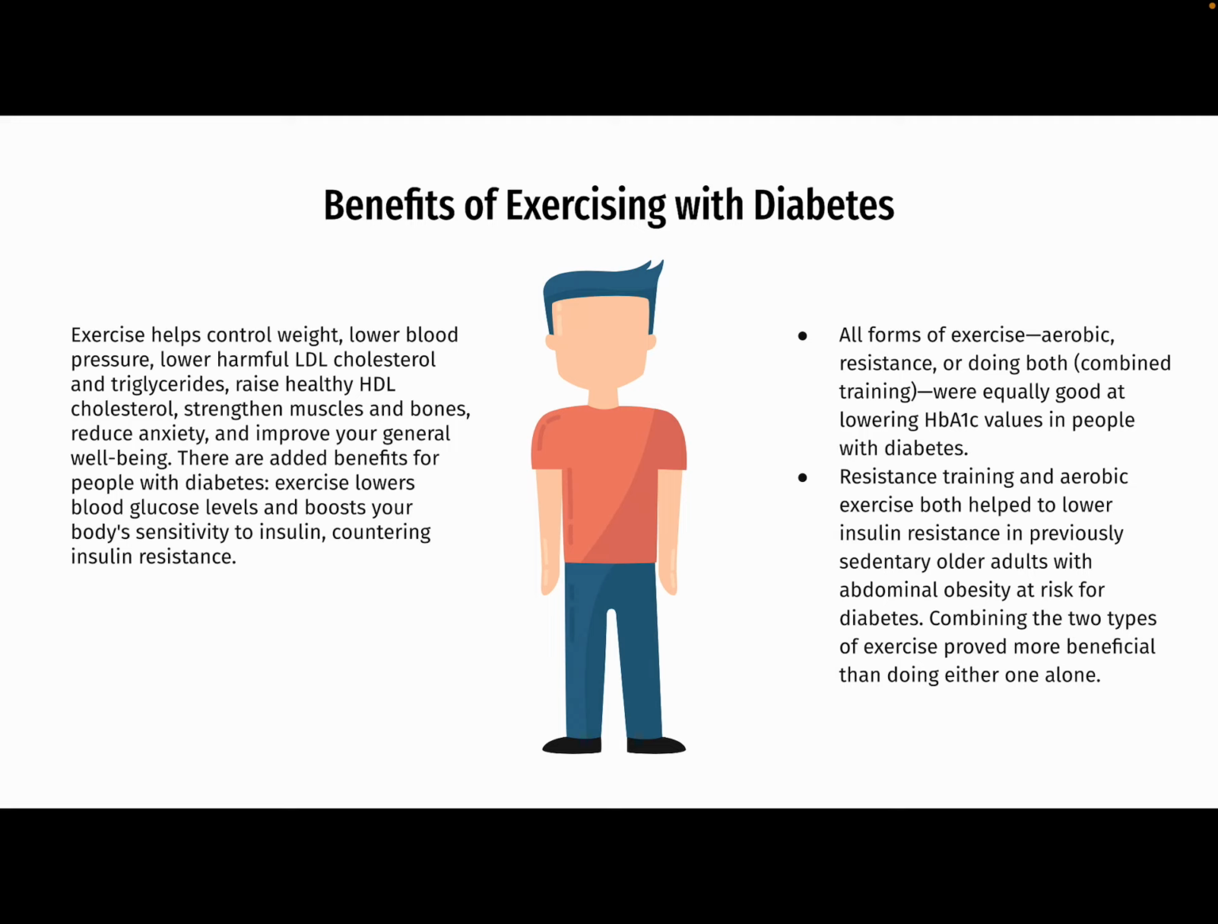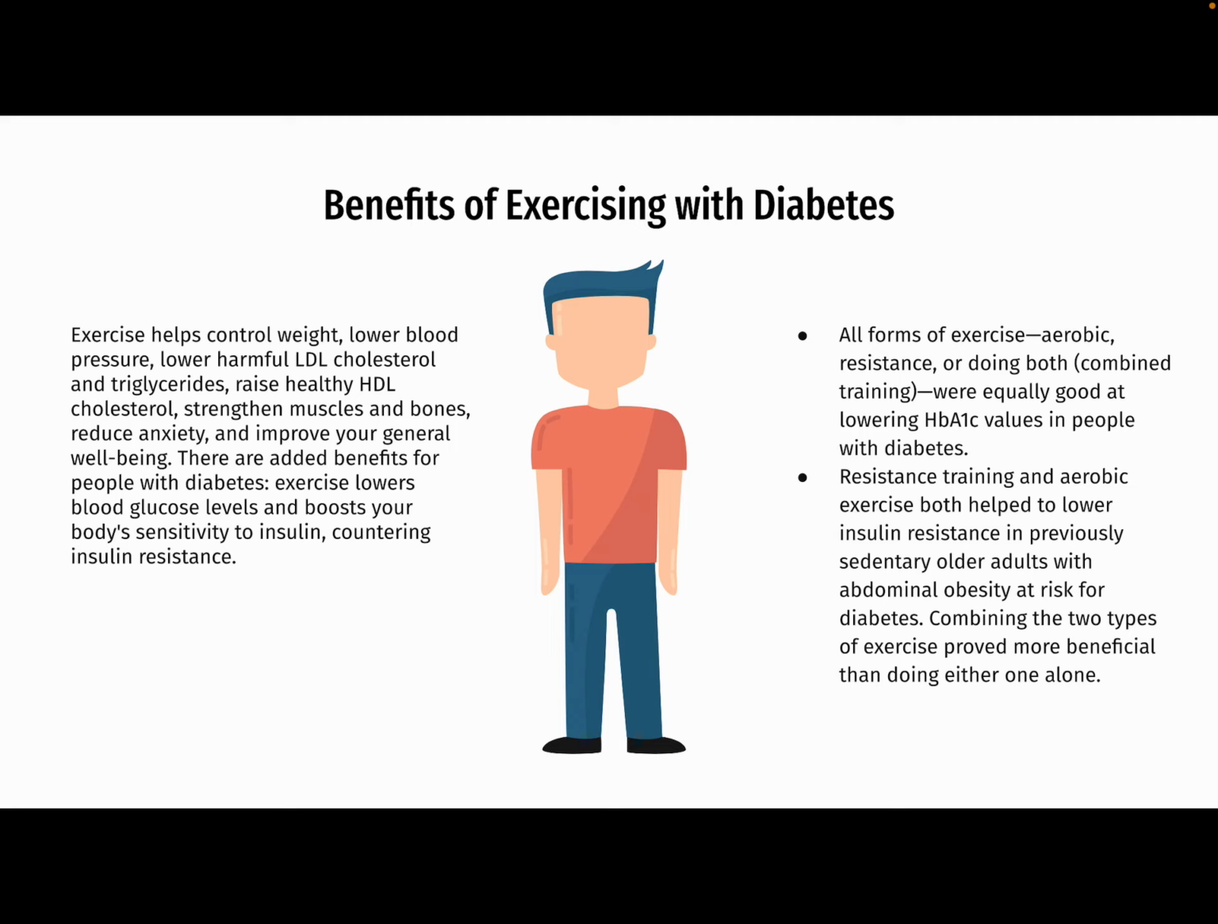Exercising in general will be a great way to reduce your diabetes and the signs and symptoms that you may incur in your daily life. But some main exercises that you can do are aerobic, resistance, or doing both combined, training of aerobic and anaerobic resistance as well. They're equally good at lowering your HbA1c values, which is one of the main measures that is used with diabetes.